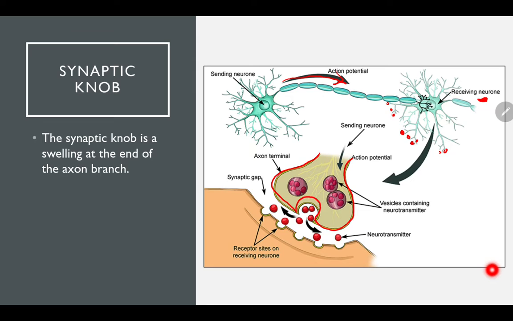Okay, the synaptic knob is a swelling, bengkak, at the end of the axon branch.